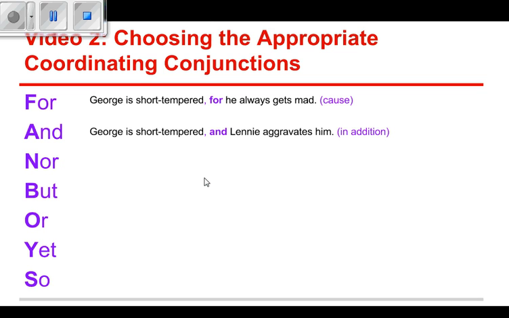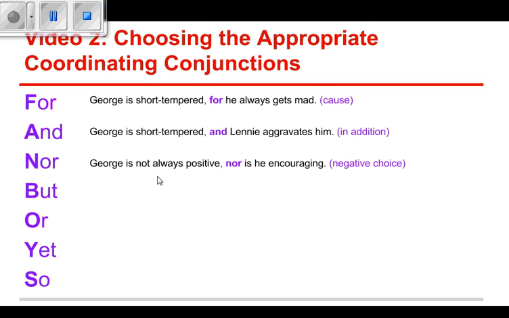If you wanted to use and, here's an example. George is short-tempered, and Lenny aggravates him. And is when you are providing an additional example in the sentence. So George is short-tempered, and we have more information. Lenny aggravates him.